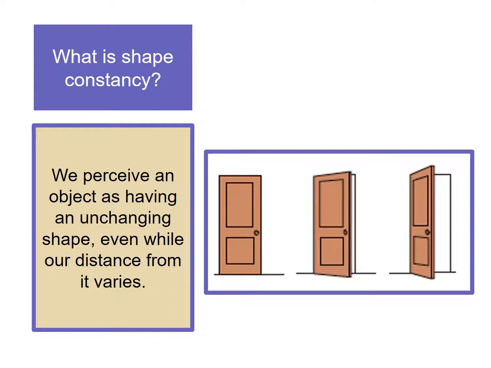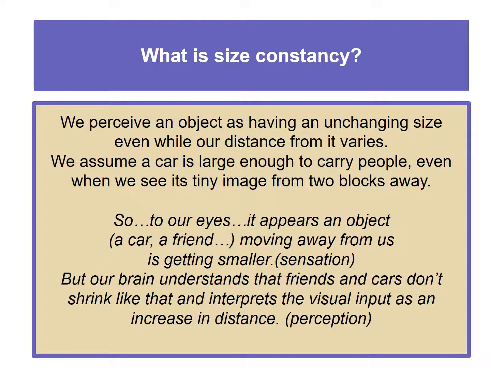Shape constancy is when we perceive an object as having an unchanging shape, even while our distance from it varies. And size constancy is when we perceive an object as having an unchanging size, even while our distance from it varies. So all these constancies, we perceive it as unchanging even when the distance varies. So we assume a car is large enough to carry people even when we see its tiny image from 2 blocks away.